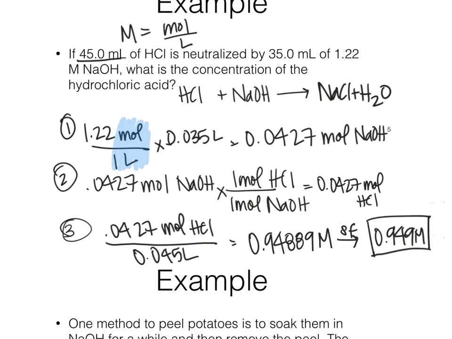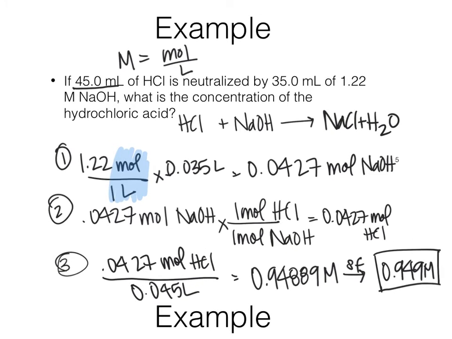So this feels quite complicated, but we just convert. In the first step, we're going to convert using the molarity and the volume to determine the moles of sodium hydroxide. Once we determine that, we can use our stoichiometric ratio to convert to the moles of hydrochloric acid. Then we can divide by the volume that we started with, and that will give us our final molarity.